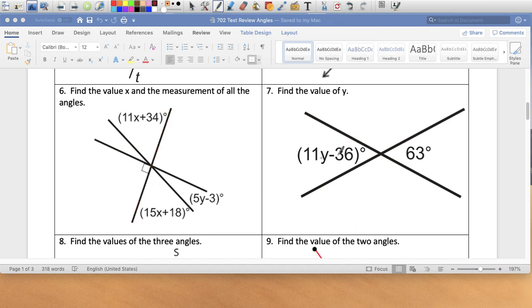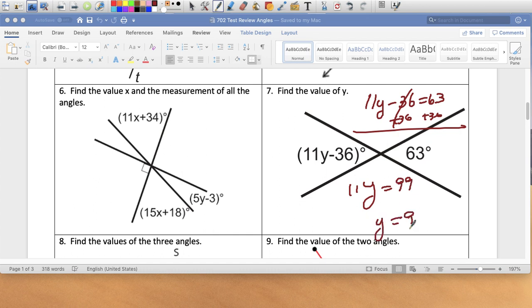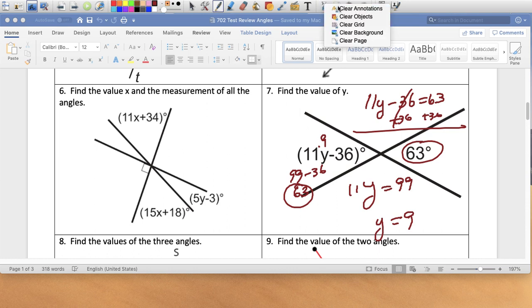Find the value y. You can obviously know that these are vertical angles, so they're equal to each other. 11y minus 36 equals 63. Plus 36, plus 36. 11y equals 99, and therefore y equals 9. And if you sub it in, obviously you've got to get 99, because it's 11 times 9, 99 minus 36. And if it does equal 63, you're good.